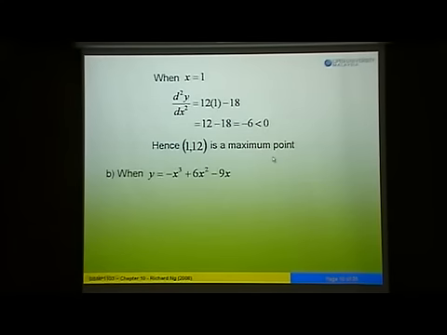Okay? Okay, let's look at example B. When y is equals to negative x³ plus 6x² minus 9x, then the first step is to find dy/dx, which is negative x³ will give us negative 3x², plus differentiate 6x² will give us 12x, differentiate 9x will give us 9, then equals to 0.